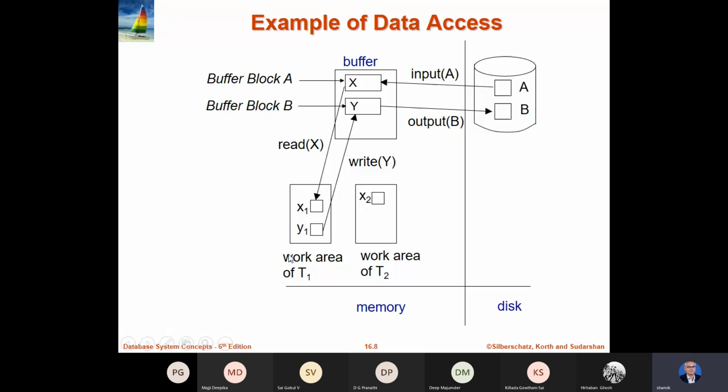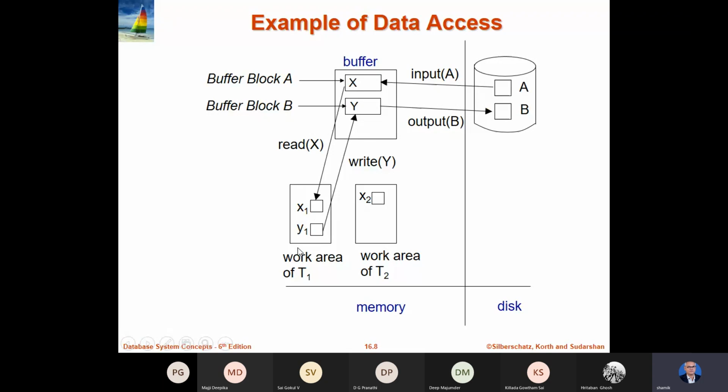If T1 is reading X, as you see, read X. What happens is this read X will be issued, and let us consider if X is in block A, and if this block A is already in the buffer, the value of X will be available here in T1. If not, if X is in some disk block in the disk, and that block is not there in the buffer, then an input of that disk block will have to be done, and only then will T1 be able to read it, because T1 cannot directly read it from the disk. So data will come from the disk to the buffer block, and from there to the work area of T1.